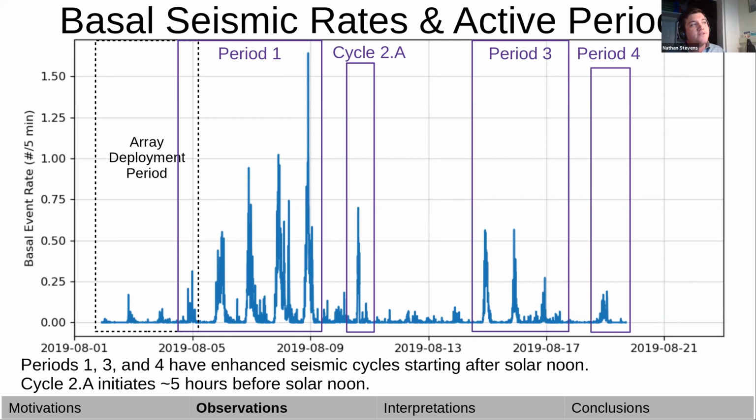And then we have this one strange cycle that we've called 2A. And this initiates 5 hours before solar noon. And as we continue through the presentation, we'll continue to see why 2A is strange. And we haven't quite figured out what's going on there.